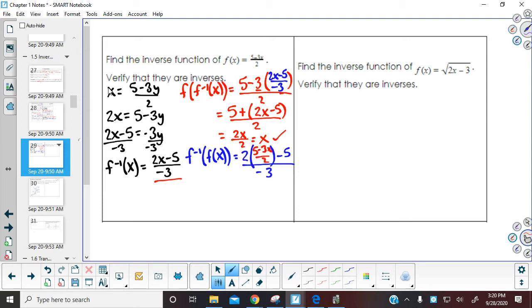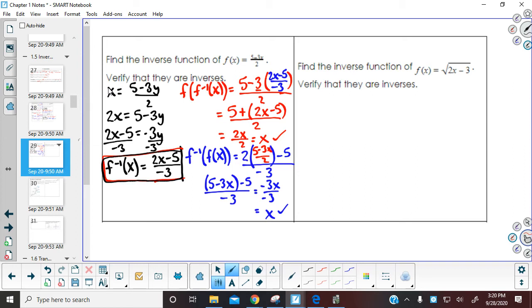Okay? So again, our 2's cancel, so we're left with 5 minus 3x minus 5 all over negative 3. Our 5's will cancel, so we're left with negative 3x over negative 3, which then simplifies to be x. So we have gone ahead and verified in both cases that the inverse that we came up with here is indeed our inverse that we need for our final answer.